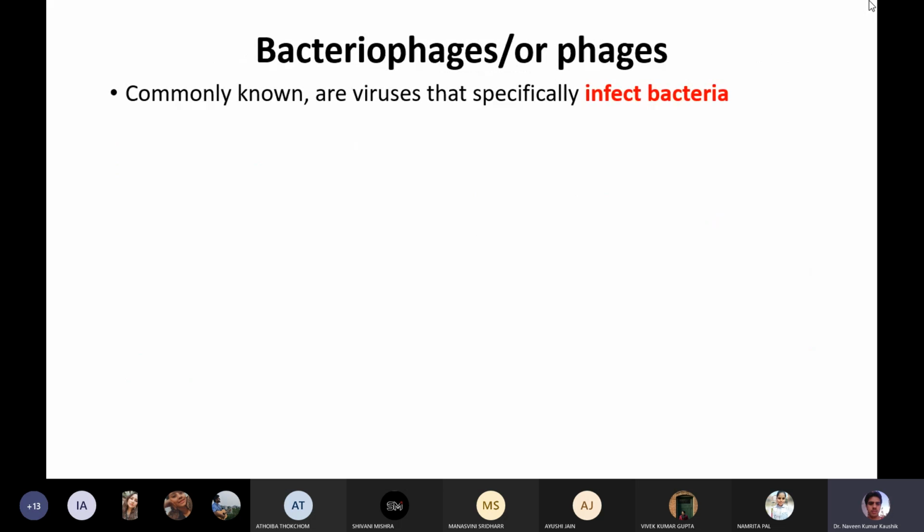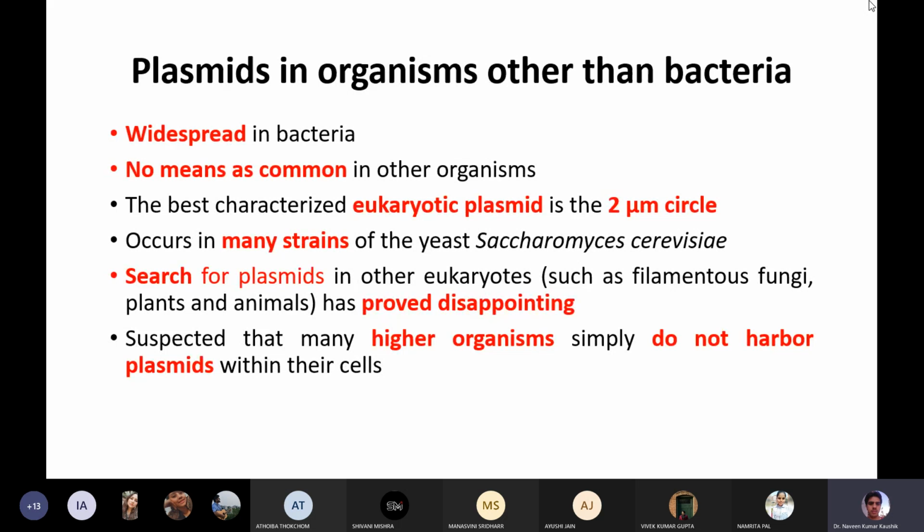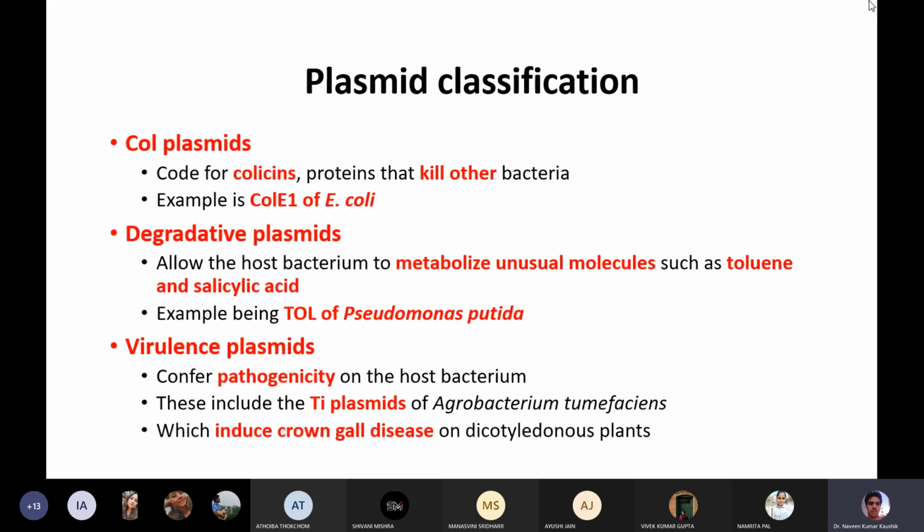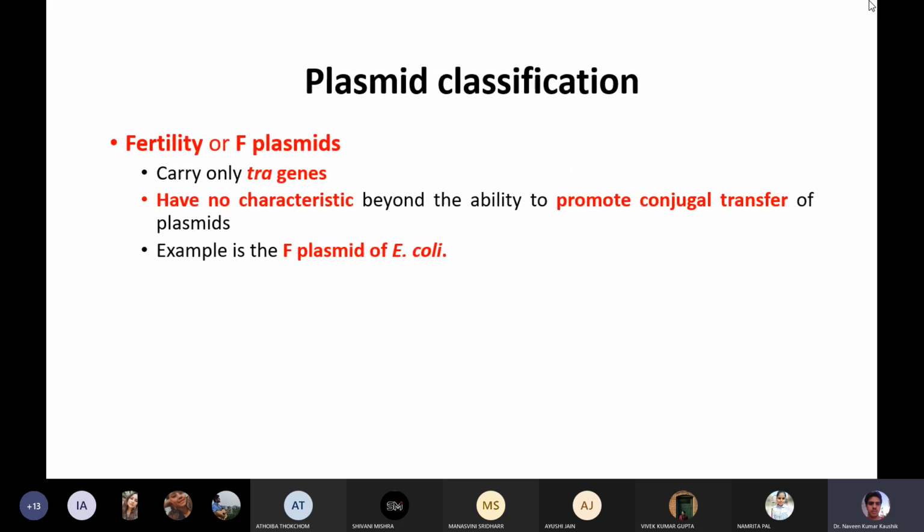So the next organism that we are referring to is the bacteriophage. What properties of bacteriophages make them good as a vector? These properties that we talk about in plasmids: these 5 types of plasmids are there, and these 5 types of plasmids have different proteins in them.